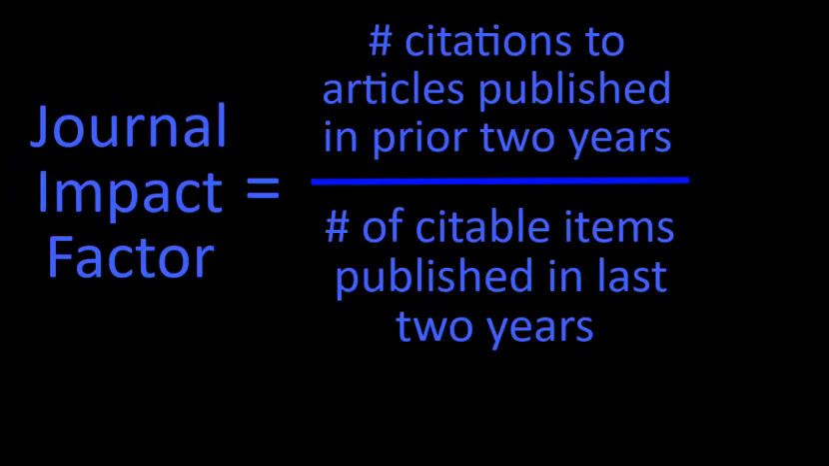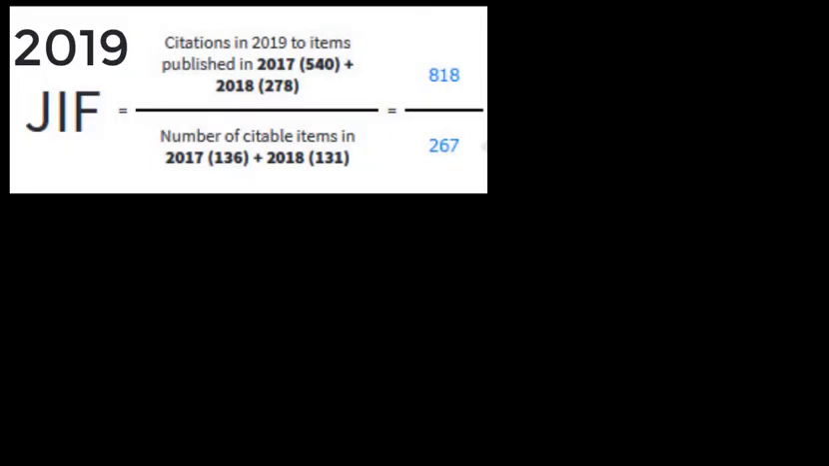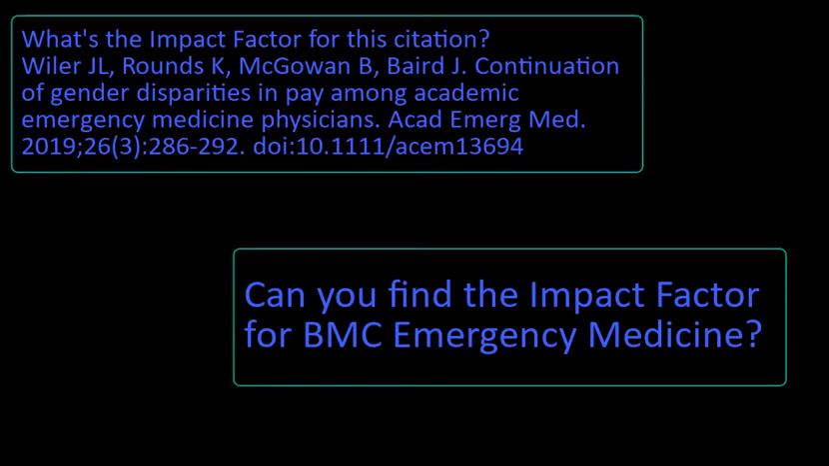Impact factor is a proprietary mathematical formula created by one company and published in Insights Journal Citation Reports. The company gathers data from journals on an annual basis and calculates an impact factor for a single journal for a single year. Most people are asked to find impact factor for a specific citation or for a specific journal.